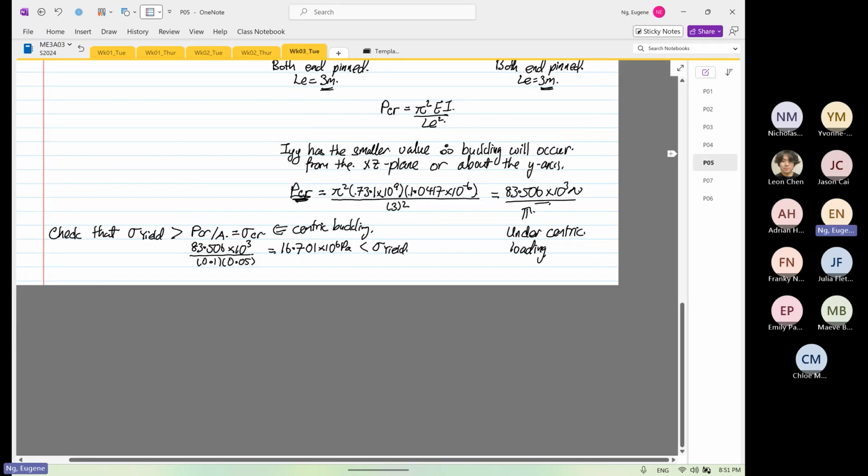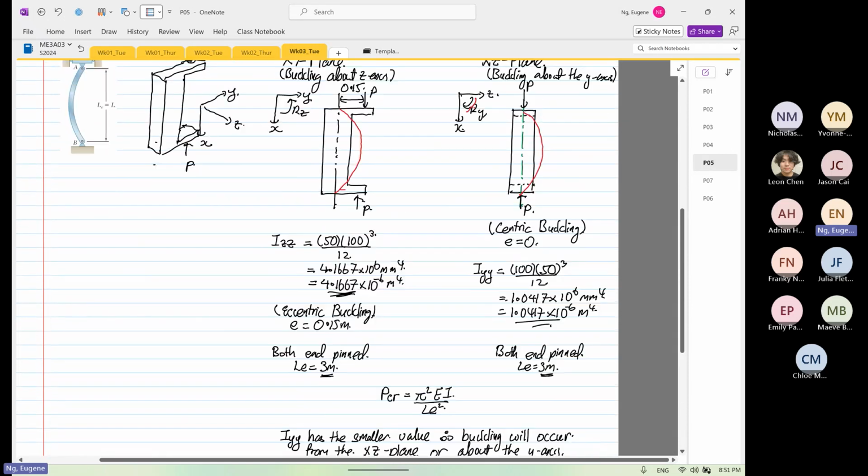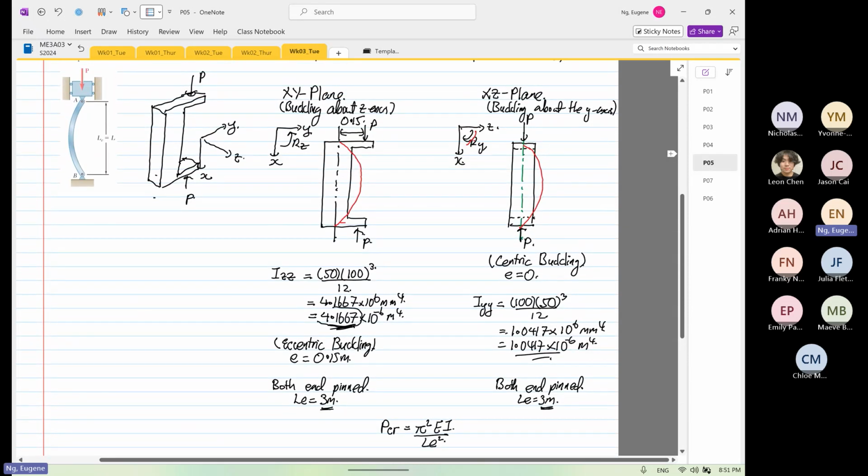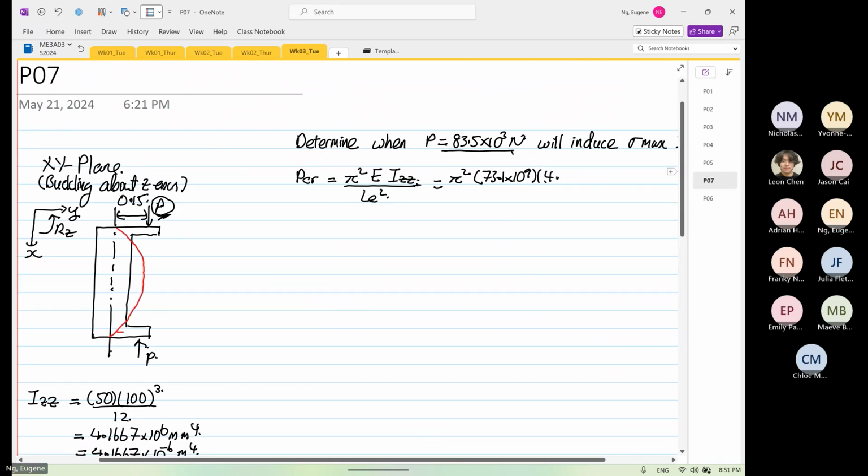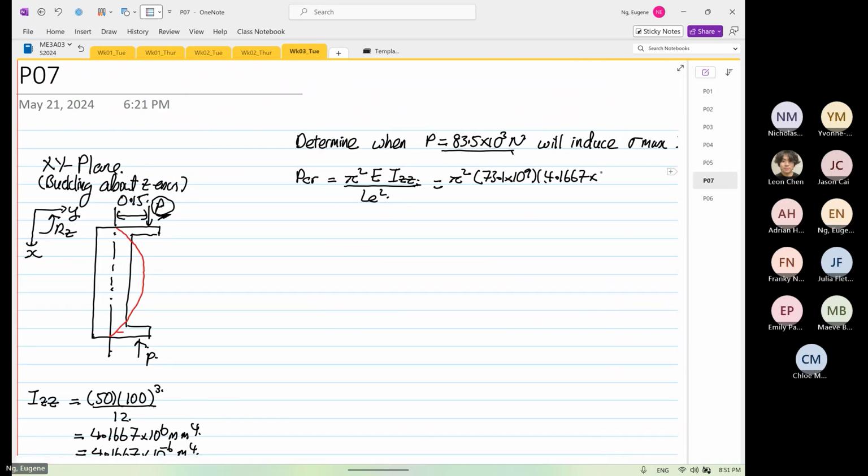Now our IZZ is this value. It changed already, you can see that, right? It's 4.1667. Our LE change is still the same, 3 squared.